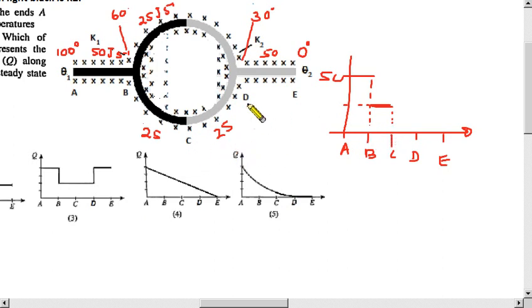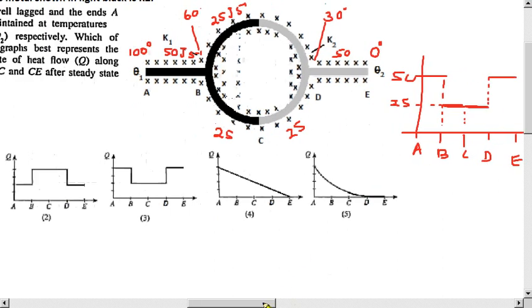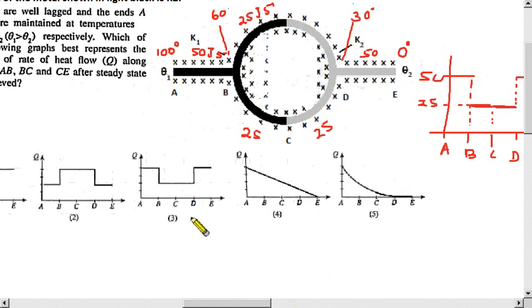So then C to D is 25, 25. So this line is 25, half of 50, 25. Then from D to E again 50. And then the graph is like this. So which one? Third one. This one is the correct answer.